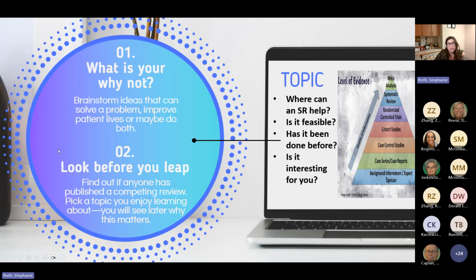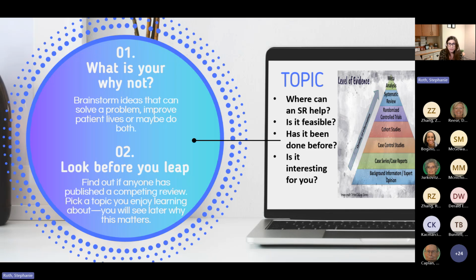So the first part is developing your topic, brainstorming ideas. The whole goal in healthcare for systematic review is to improve patient lives. So it doesn't have to be something that you just try to come up with, but really think about your patients, the people in your life. It could be family members, yourself. What's really going to help with healthcare right now, and where can you help, and where do you have expertise in? What is your domain of interest?